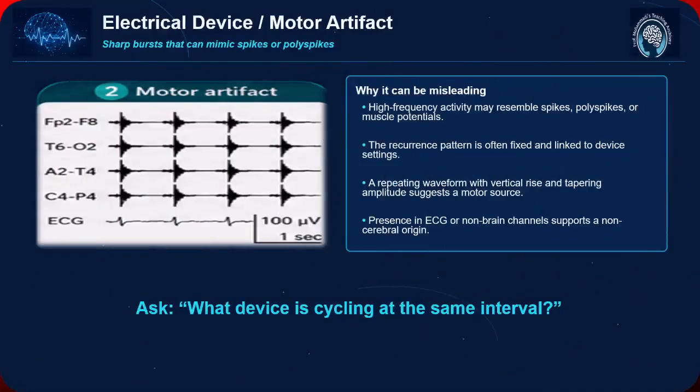Electrical device or motor artifact can be especially misleading because it may resemble spikes, polyspikes, or muscle potentials. At first glance, the sharp bursts may look epileptiform. However, the key clue is often the fixed recurrence pattern. A device or pump may cycle at regular intervals, producing repeated waveforms that are nearly identical from one occurrence to the next. If the same pattern is also visible in the ECG channel or other non-cerebral channels, that strongly supports an artifact source. A useful question is, what device near the patient is cycling at the same interval?